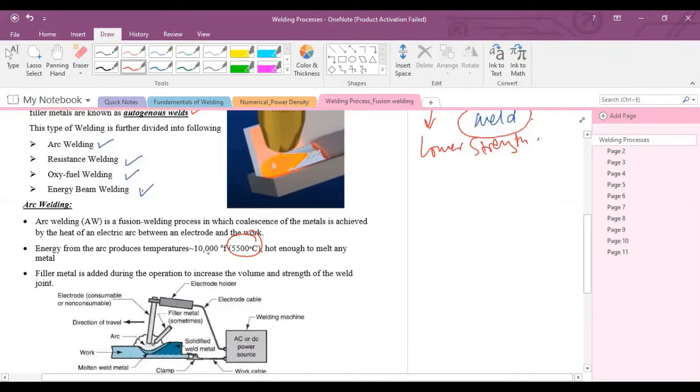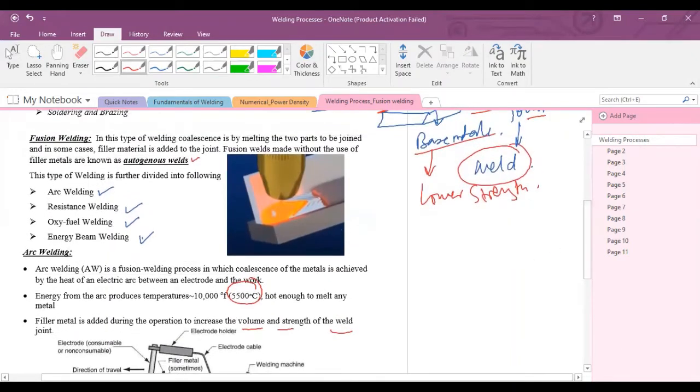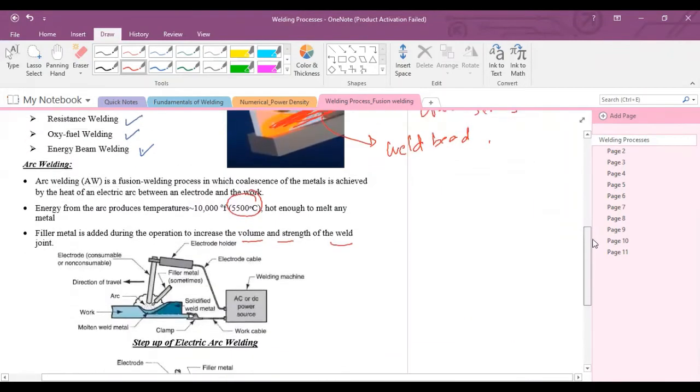Filler material is added during the operation. It depends on the strength of the base metal. If the base metal has low strength, then filler material is added, because filler material increases the volume and strength of the weld. If filler material is added to the molten pool, and after it solidifies, the weld will form over the surface of the base metal, and that weld is called a weld bead, right?